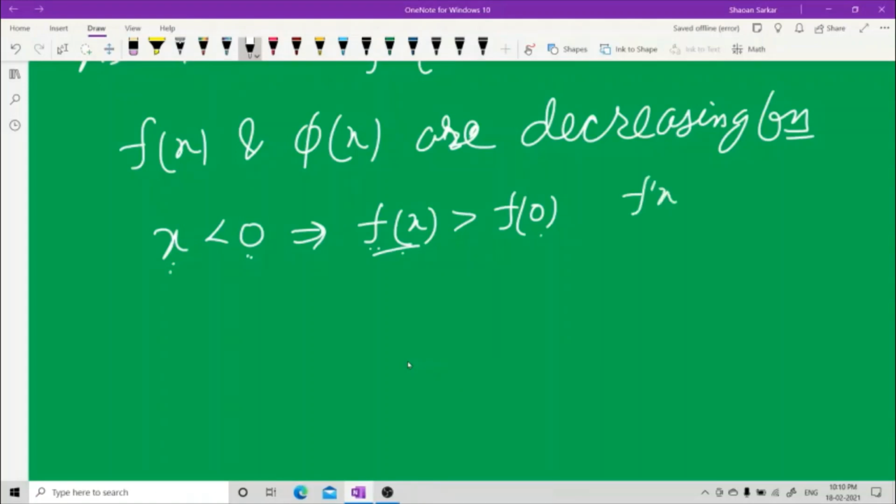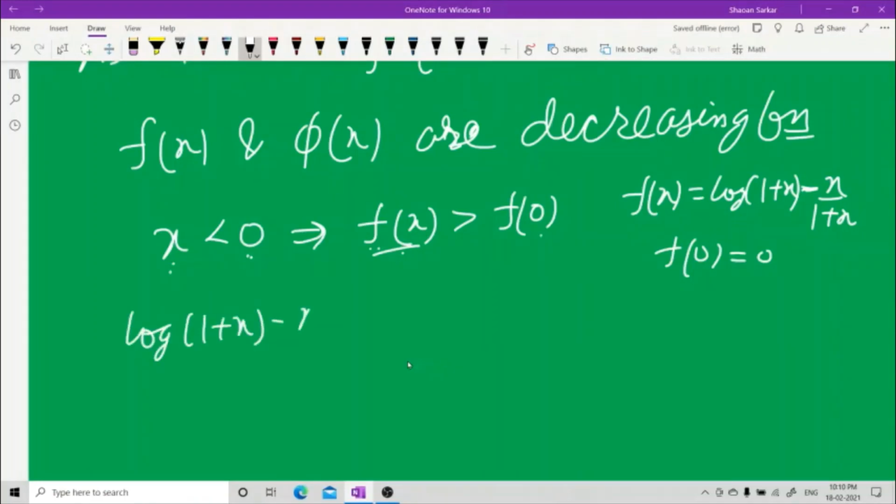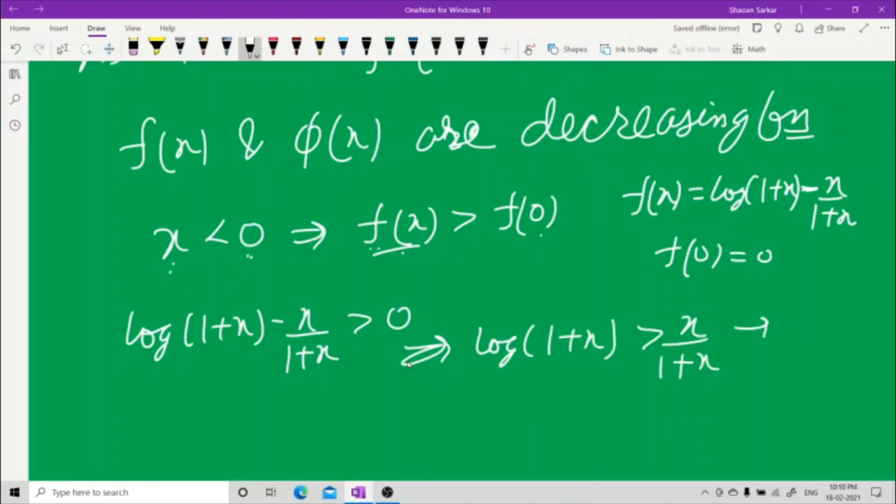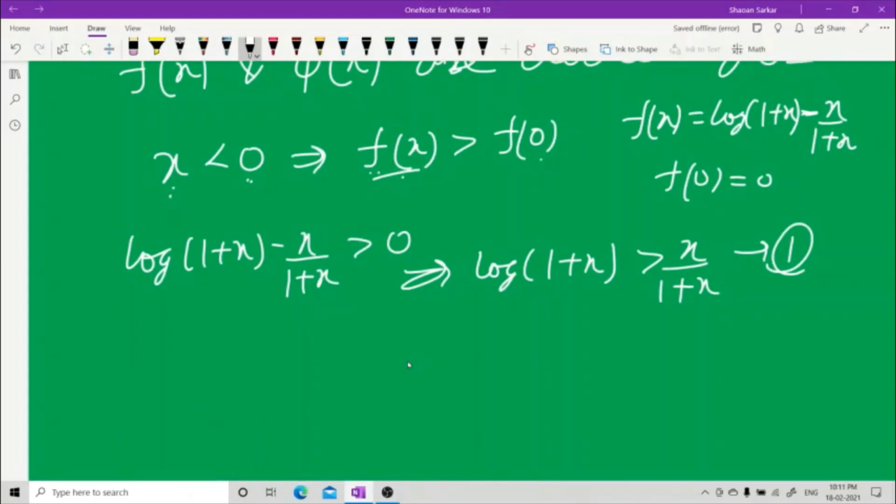What is f(x)? f(x) is log(1 plus x) minus x upon 1 plus x, and we did the calculation earlier also. f(0) is 0. So f(x), log(1 plus x) minus x upon 1 plus x, is greater than 0, which implies log(1 plus x) is greater than x over 1 plus x. This is equation number 1.